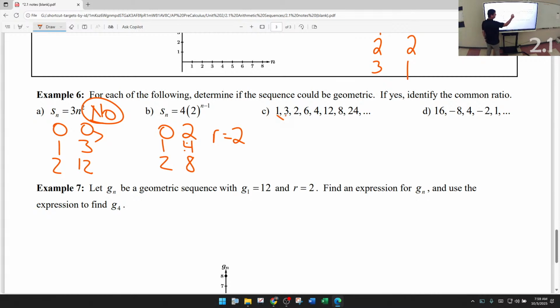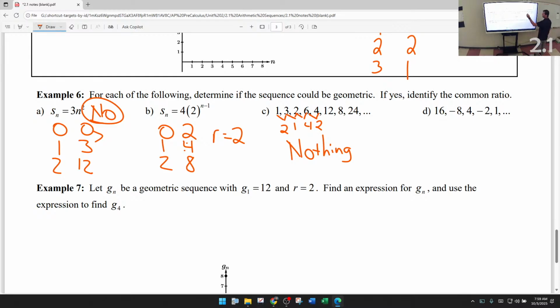1 to 3 is 2. 3 to 2 is 1. 2 to 6 is 4. This is 2. This is absolutely nothing. Nothing, neither, nope.